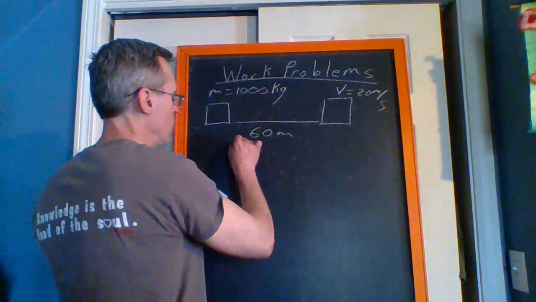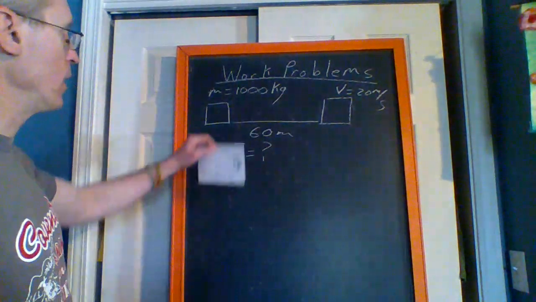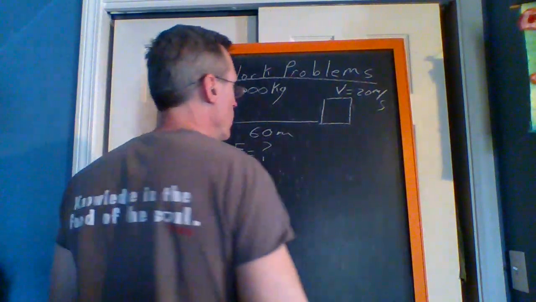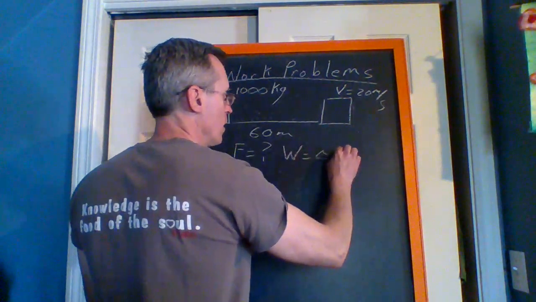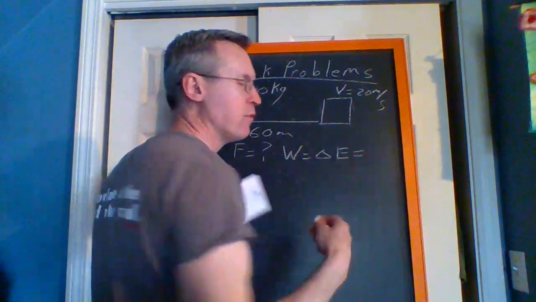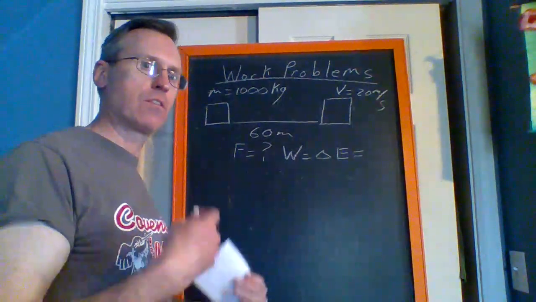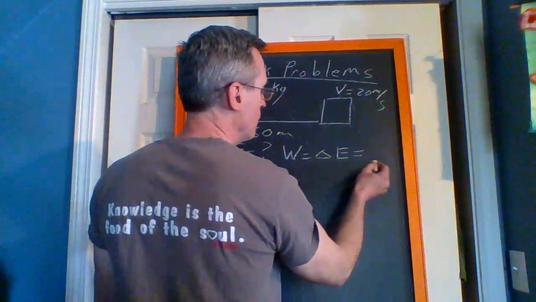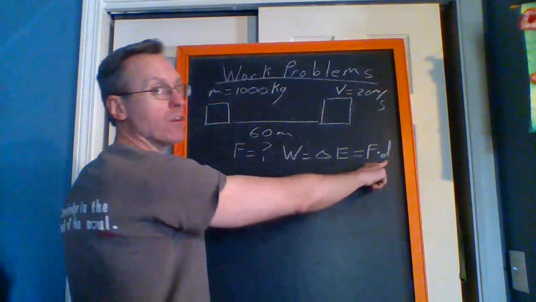And what I want is the average force provided by the engine in accelerating it from 0 to 20 over a distance of 60 meters. One of the ways we could do that is with the concept of work, because remember, work is a change in energy. It's also related to a force, because a force causes an energy change. So forces acting over a distance cause an object's energy to change, either give it energy or take energy away. So work is also equal to force acting over a distance.